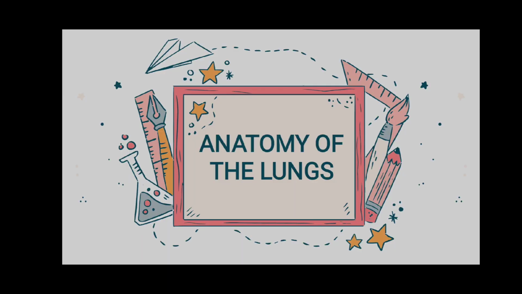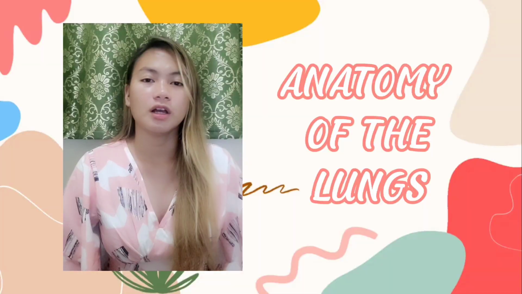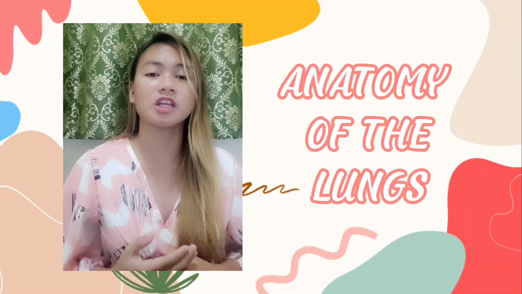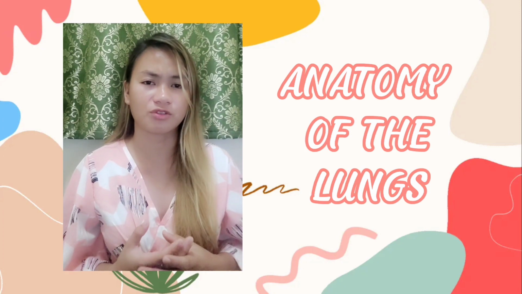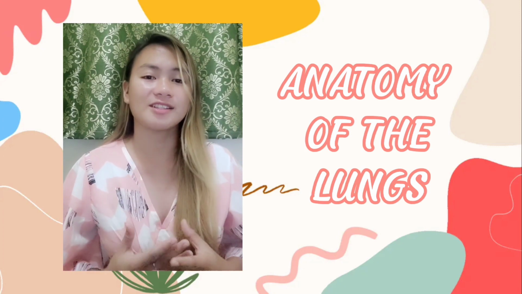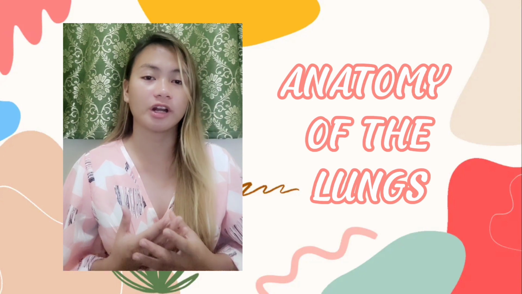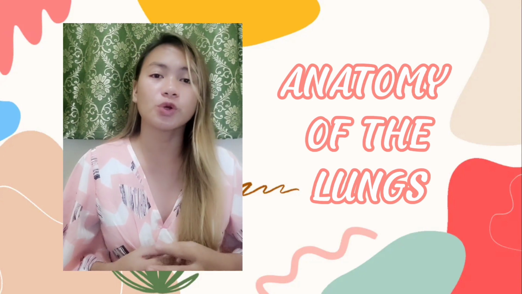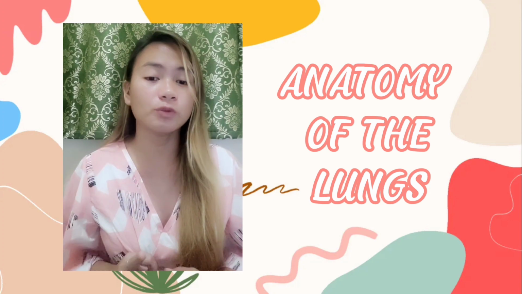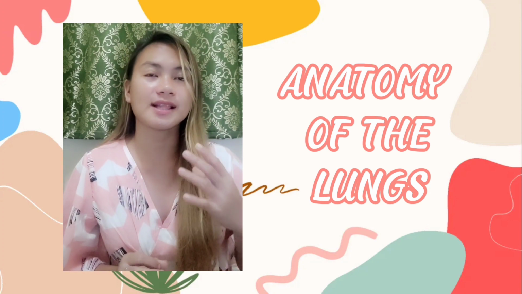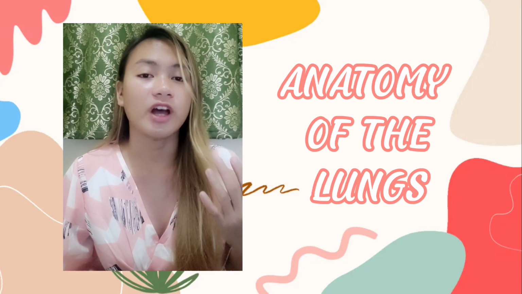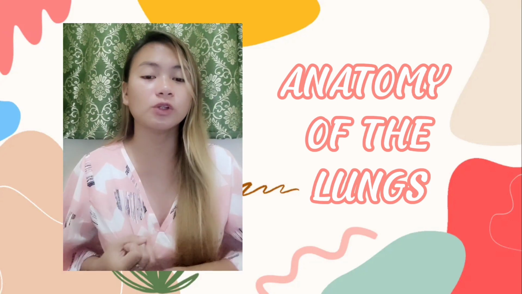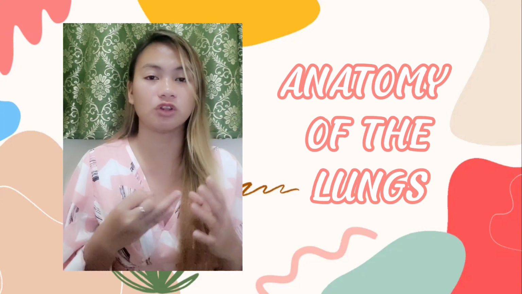And now let's proceed to the anatomy of the lungs. What is the anatomy of the lungs? If we say anatomy of the lungs, it focuses only on the parts of the lungs. We all know that the lungs are the major organ of the respiratory system and are divided into sections. The right lung has 3 lobes and is slightly larger than the left lung, which has 2 lobes.